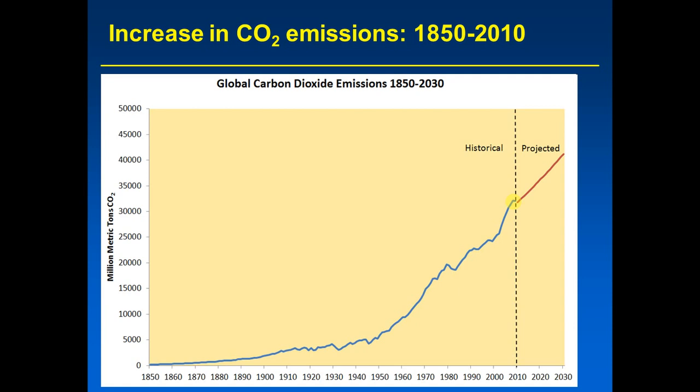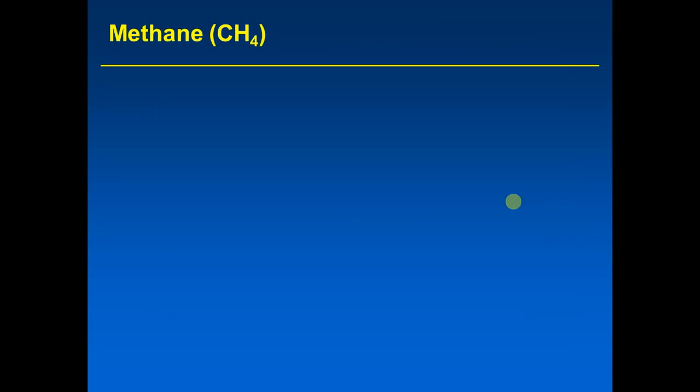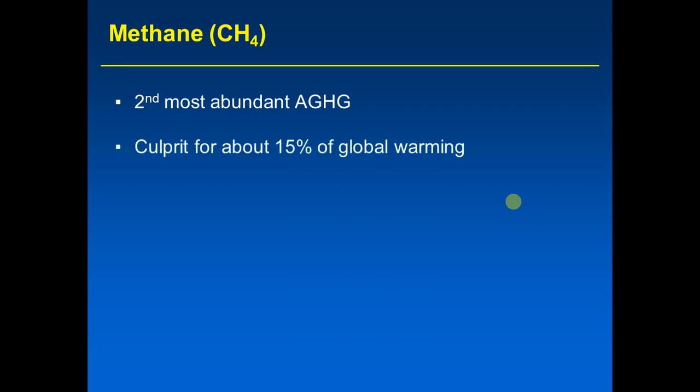So the second most abundant anthropogenic greenhouse gas is methane, or CH4. And it is the culprit for about 15% of global warming. Okay? So you notice that if you add up the contributions to global warming from carbon dioxide and methane, you get about 48%, nearly half of all the global warming, just due to those two greenhouse gases alone, signifying how important they are. Okay?